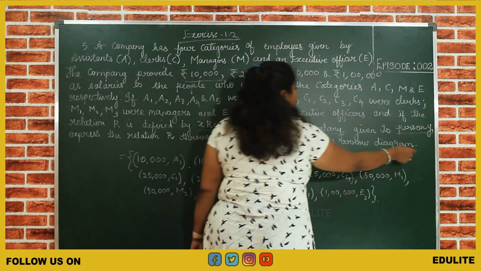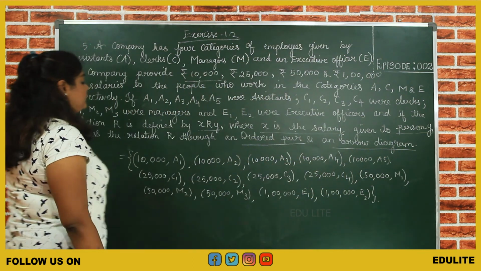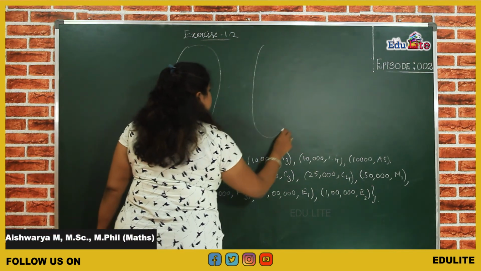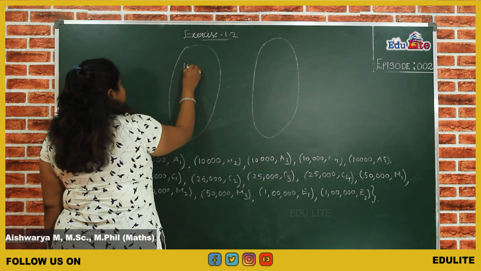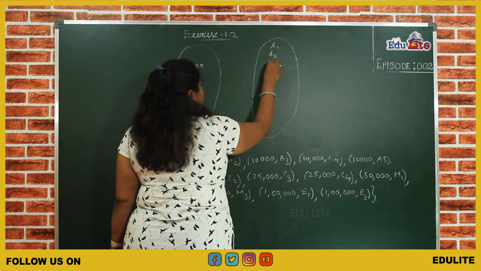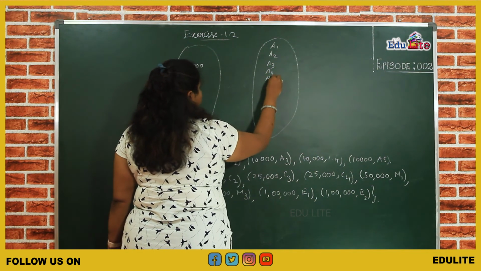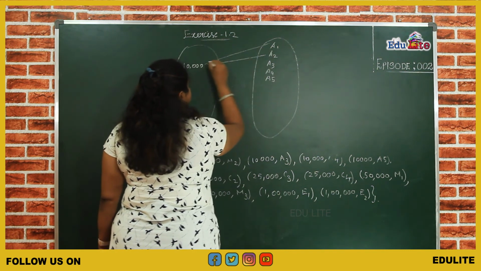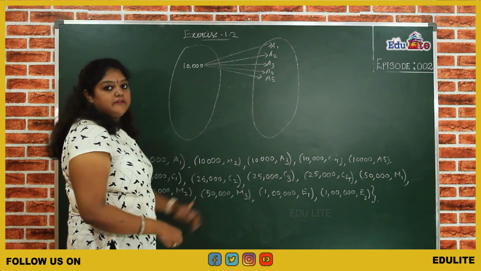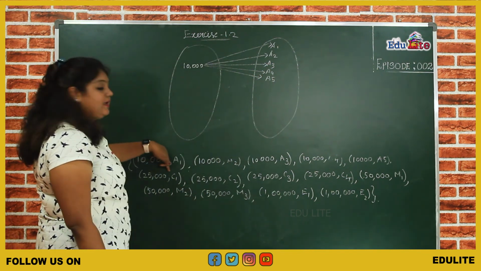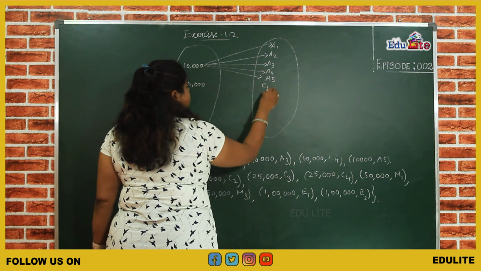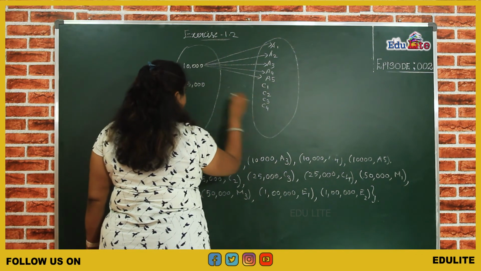Next we are left with the arrow diagram. The same problem we have to represent in an arrow diagram. So what we will do is, first, 10,000. The 5 assistants are A1, A2, A3, A4, A5. So this is how we represent it in an arrow diagram. 10,000 is the salary for 5 assistants. Next, what is the category? Clerks. And they hold the salary of 25,000. So 25,000, C1, C2, C3, C4.